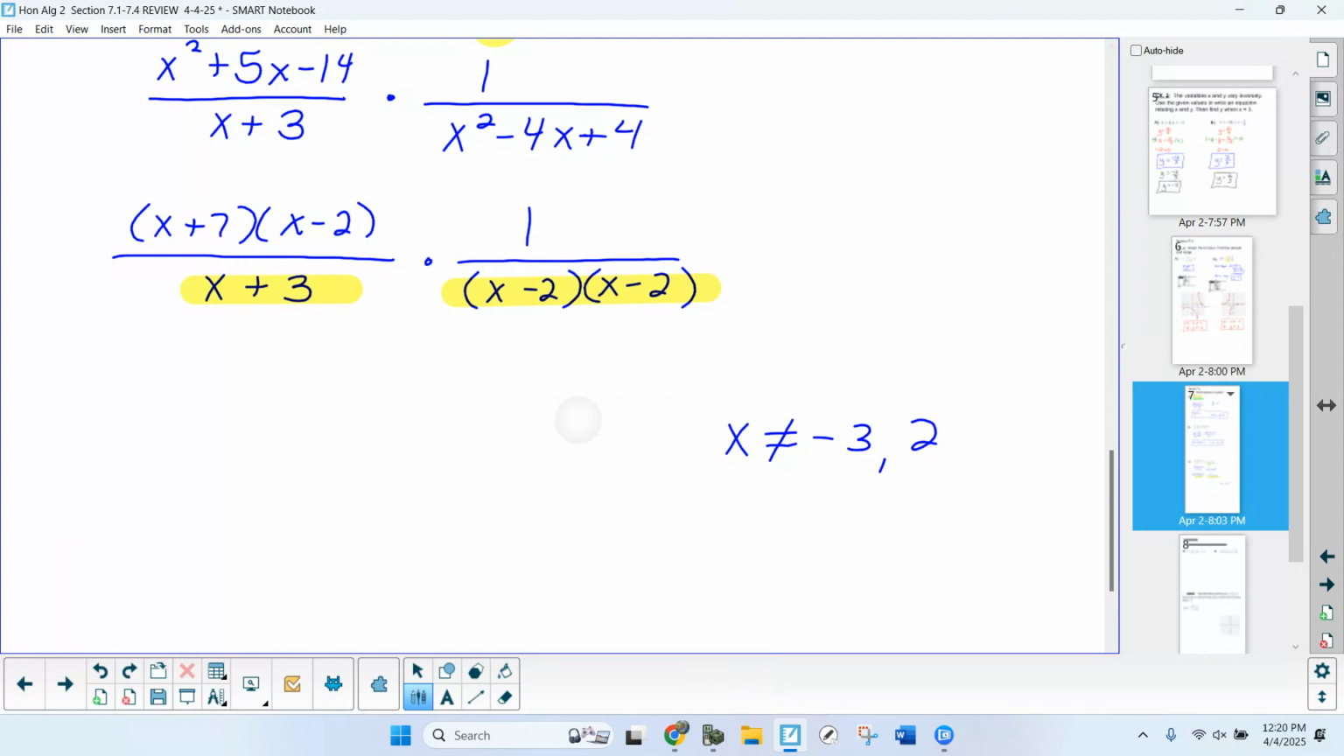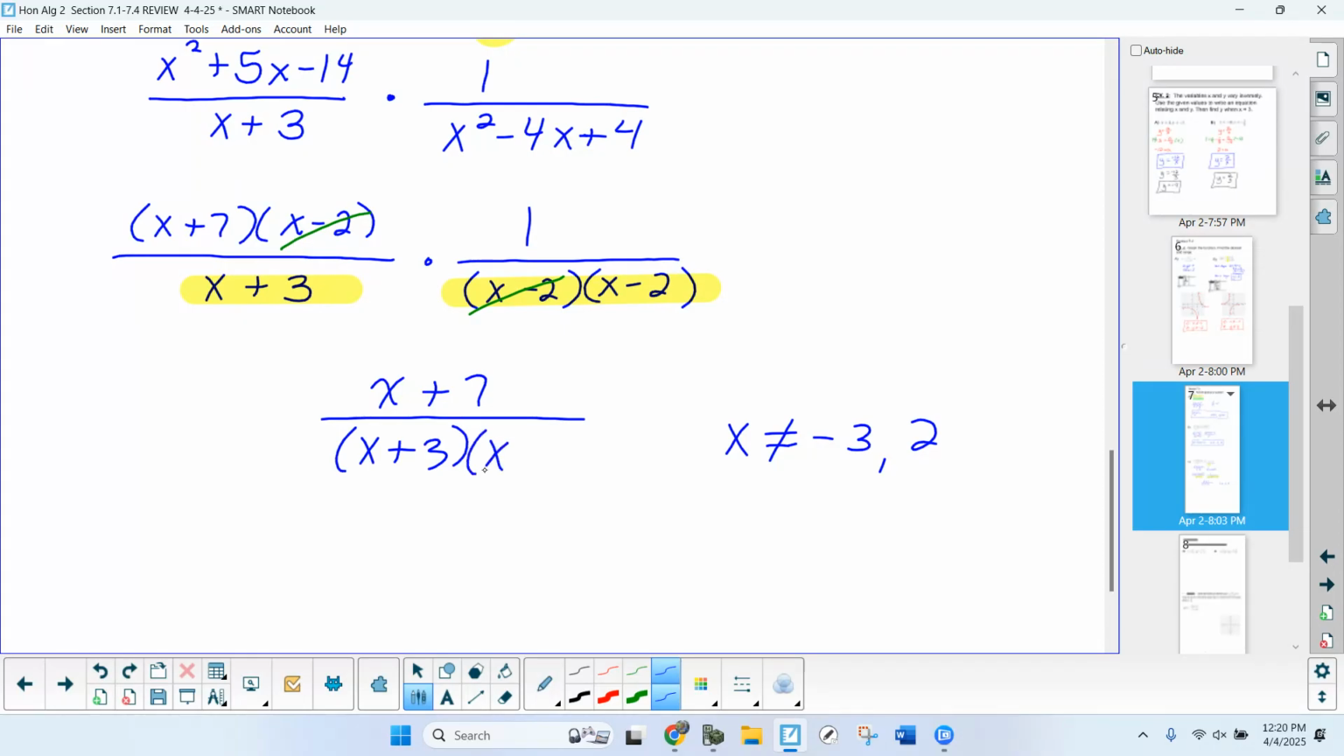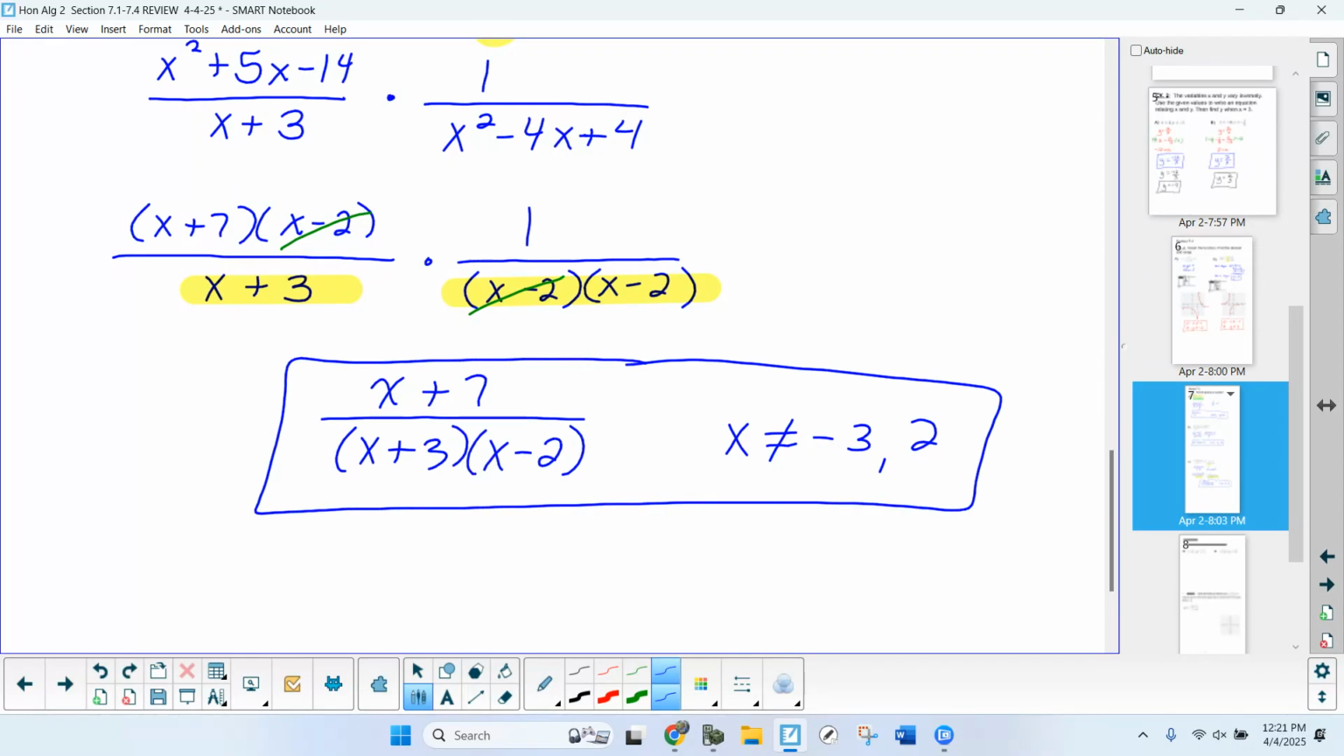What do you guys get? What cancels? X minus 2. What else? Anything else? No. So what do we have left in the numerator? X plus 7. What's left in the denominator? X plus 3, and you can stop. You can leave your answers in factored form. Are we good there?